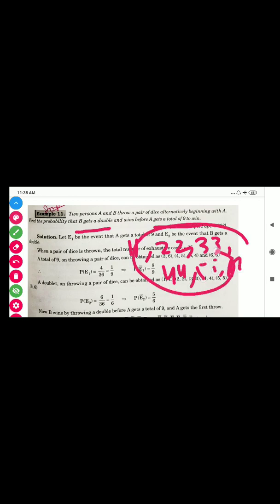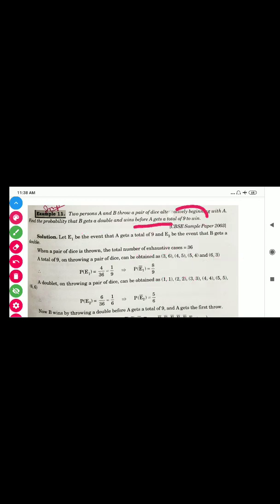Students, here B will win the game when he gets a double, that is 1 1, 2 2, 3 3, 4 4, 5 5 and 6 6, and A gets a total of 9. It could be that 5 4 comes or 4 5 comes. We will collect how many totals of 9 are possible. So let E1 be the event that A gets a total of 9, and E2 be the event that B gets a doublet.